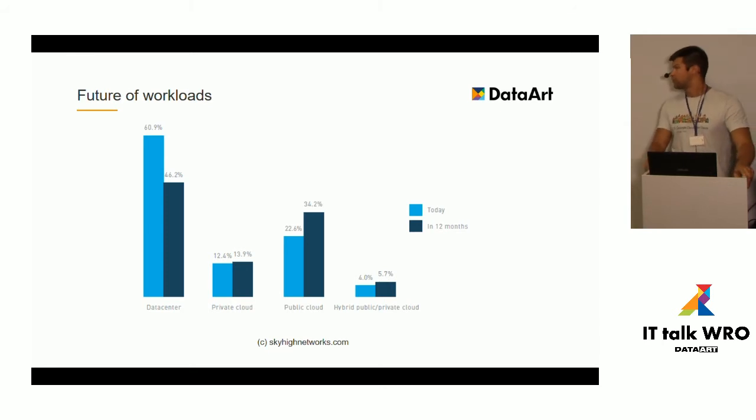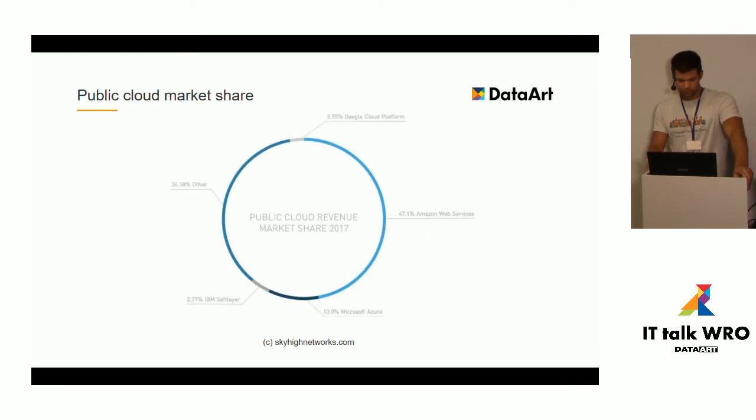Another slide that shows this trend is the future of workloads. We see that right now we have around 16% of software running in data centers. But in a year it will change by 15%, and most of those users who will leave data centers will move to the public cloud. So this is the current state of workloads.